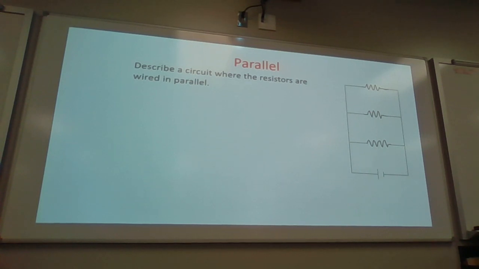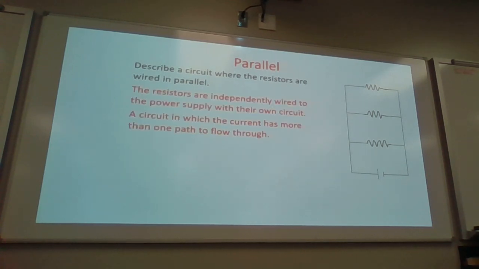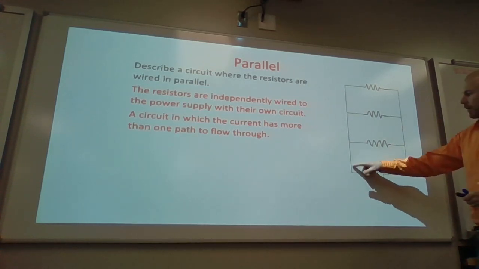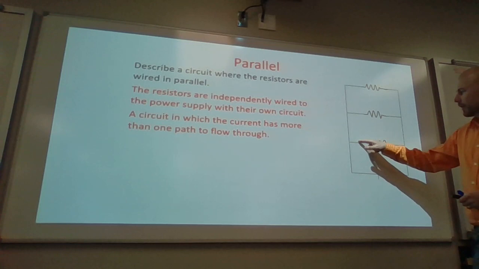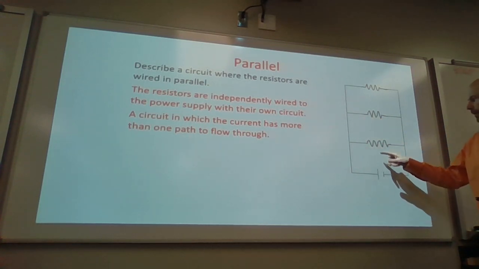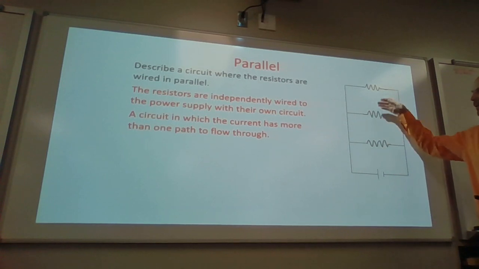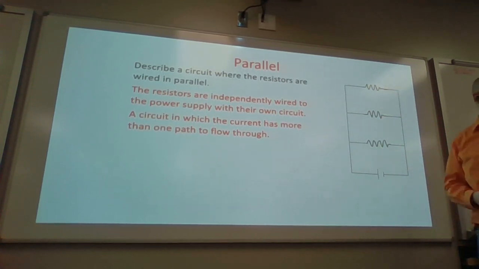Parallel. How do we describe resistors in parallel? Resistors are independently wired to the power supply with their own circuit. A circuit in which the current has more than one path to flow would be another way to describe that. Here we see that current can go this way or it could go this way. So this one's independently hooked up. If you pull this one out, it's not going to affect these. They're independently hooked up to the power supply.